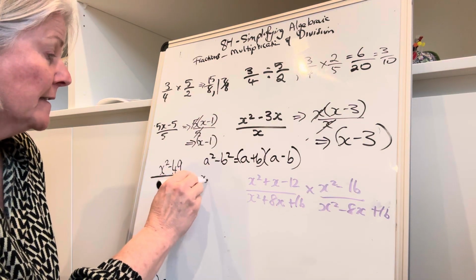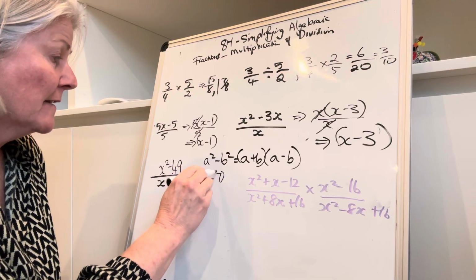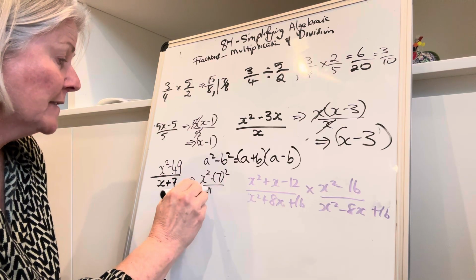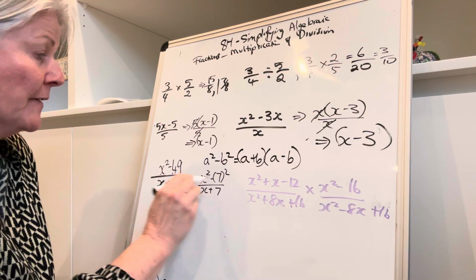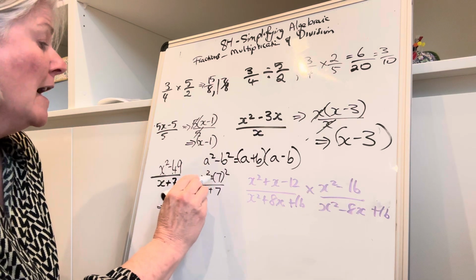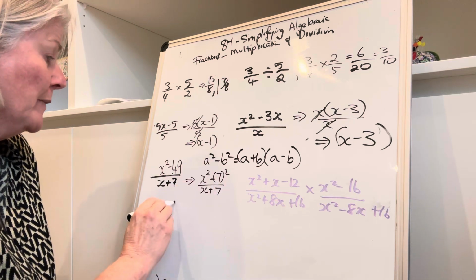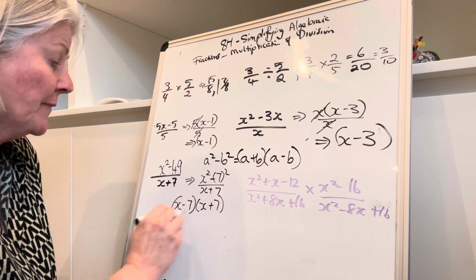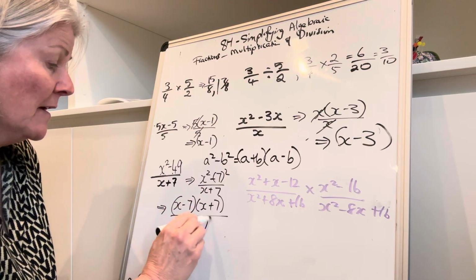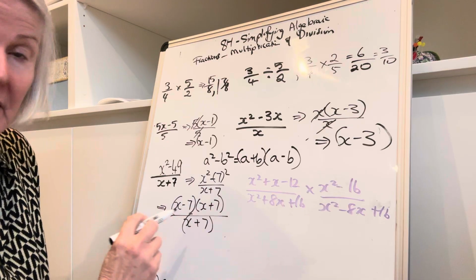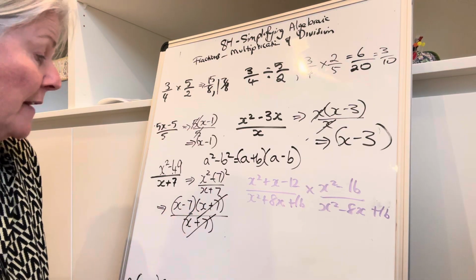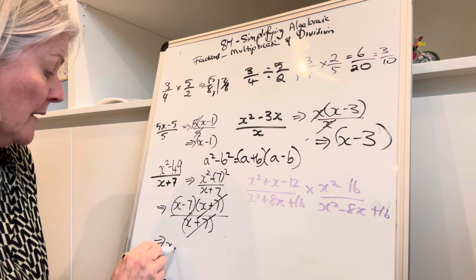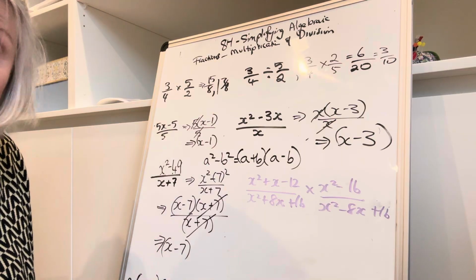So we'll write this again as x squared minus 7 squared over x plus 7. And then to show the factors for this, as a difference of squares, that will be x minus 7, x plus 7 over x plus 7. Okay, so we can see we've got a common factor top and bottom. We can cancel them out there, and we're left with x minus 7 as our answer.